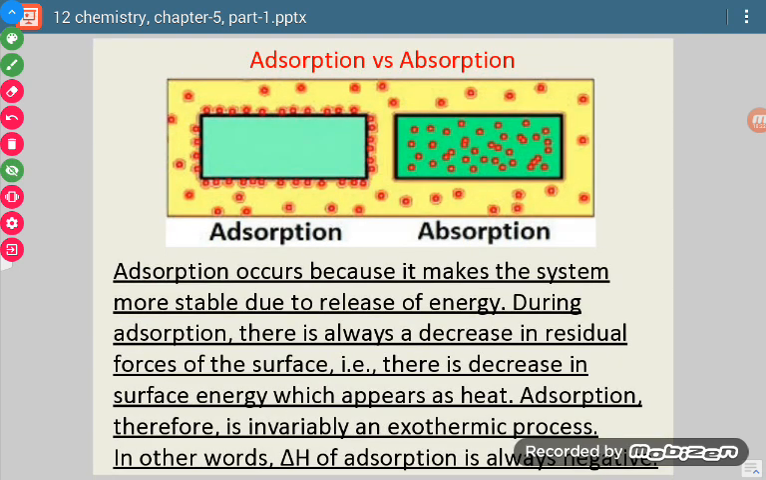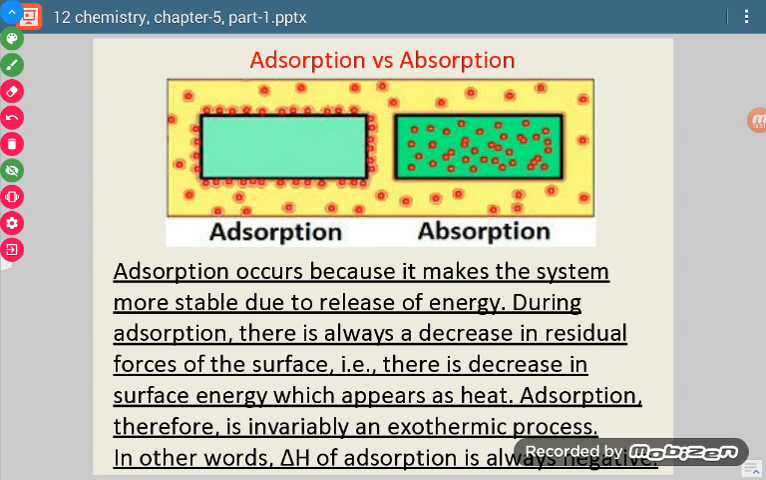Now what is the difference between adsorption and absorption? This you can see from this diagram. If it is adsorption, then only molecules will be on the surface of the adsorbent, but if it is absorption, then there will be molecules on the surface also, there will be molecules in the middle also, and there will be uniform distribution throughout the sample, okay.